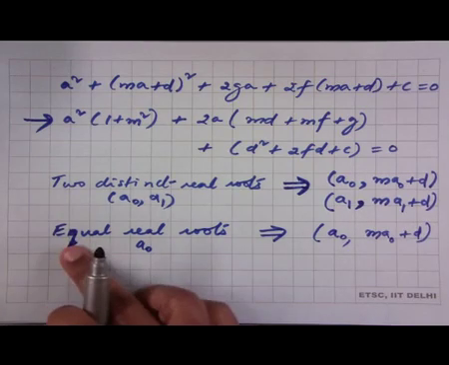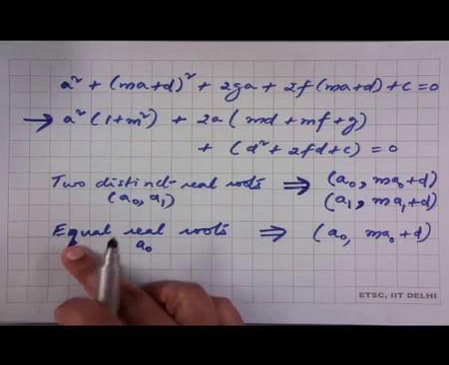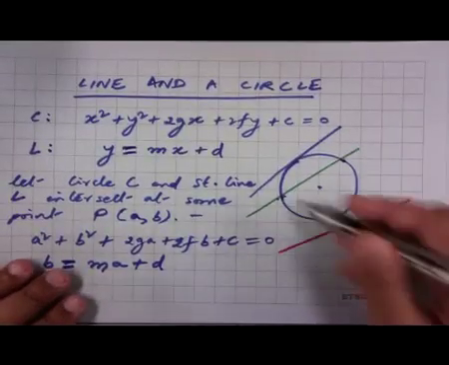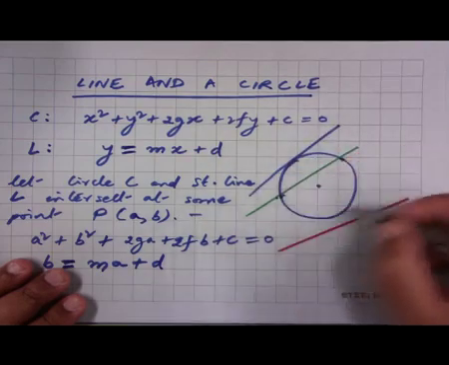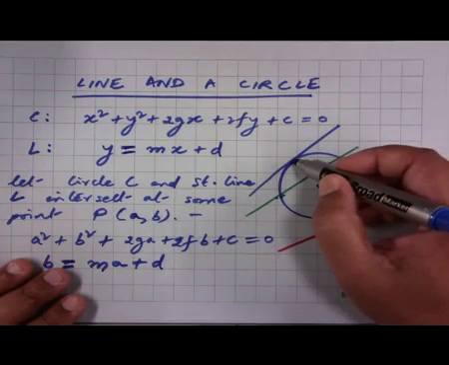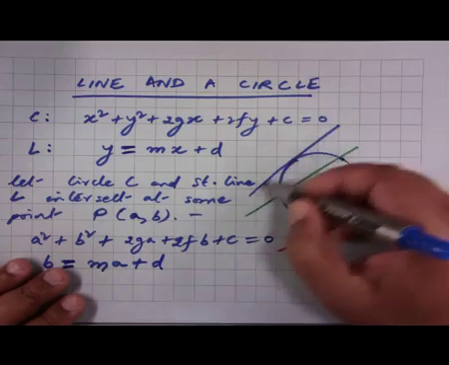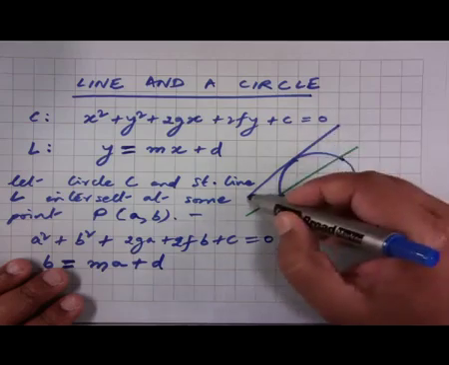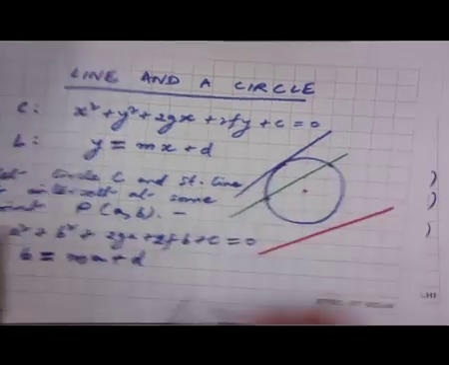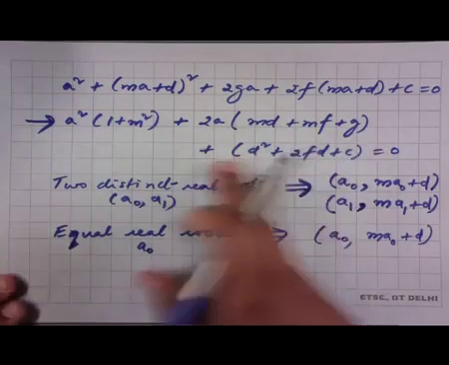And this case is basically the case where the straight line is such that it is tangent to the circle at some point. So, this is the case where we only have equal roots to this equation.